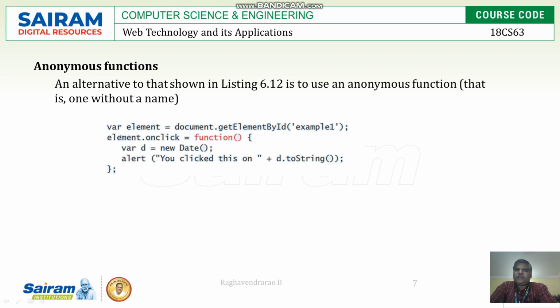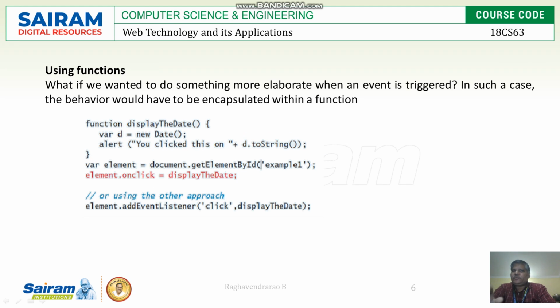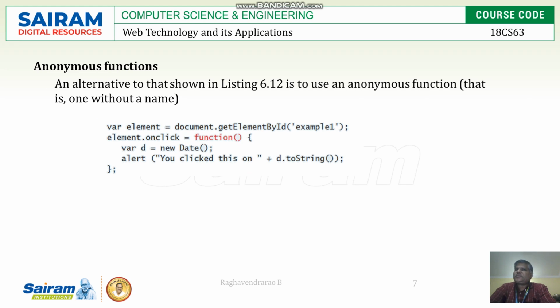The alternative way is that variable element is equal to document dot get element by ID example 1, element dot onclick, and the function is written in the same program itself. Variable d is equal to new date, alert this one. So this is still better than the previous one. The function itself is written directly here. Element dot onclick function is being called. What is that function? Variable d is equal to new date, alert this.